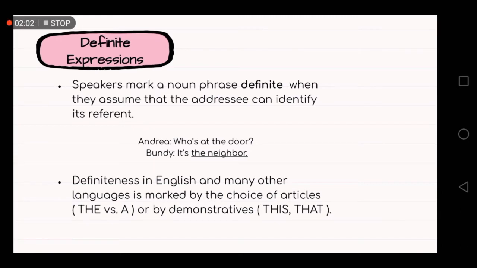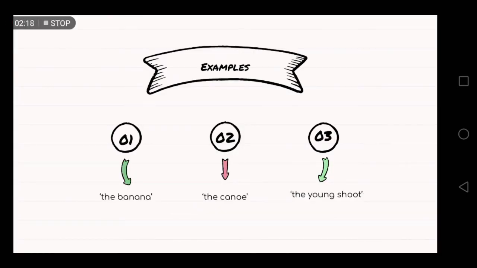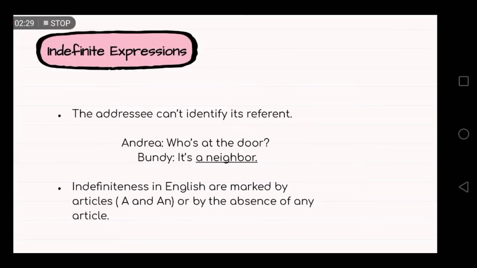It is important to know that definiteness in English and many other languages is marked by the choice of articles, the versus a, or by demonstratives, this and that. Here are some examples: the banana, the canoe, the young shoot. So it is evident that all these examples use the article the. Indefinite expression is a counterexample of definite expression.